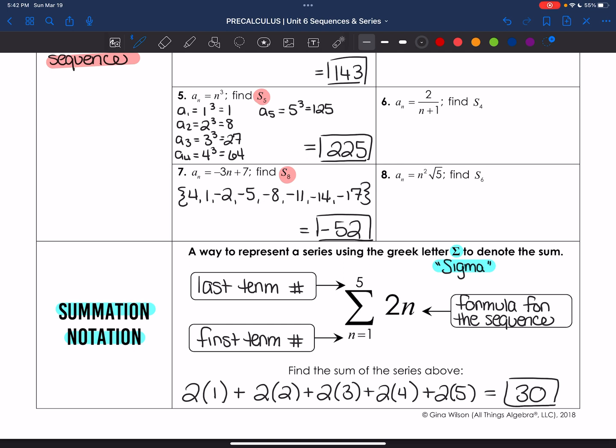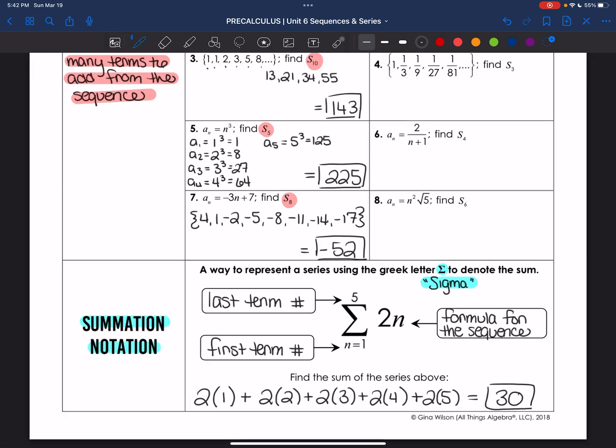I love using this notation. I think it just really makes it clear the series that we're trying to compute.